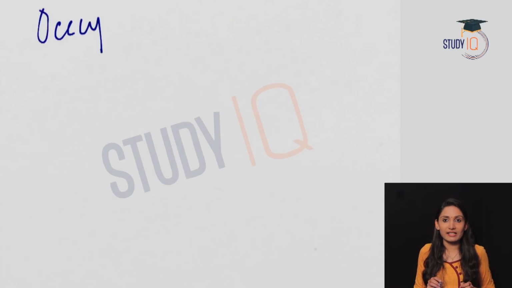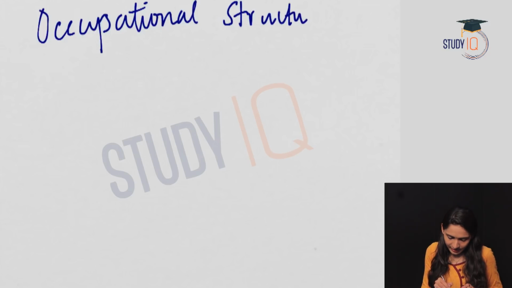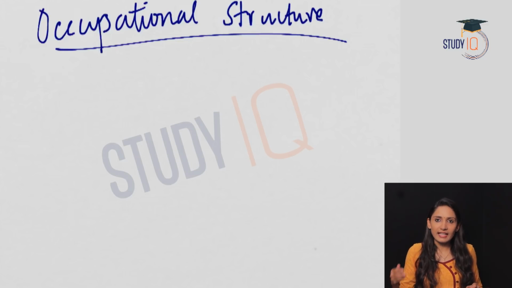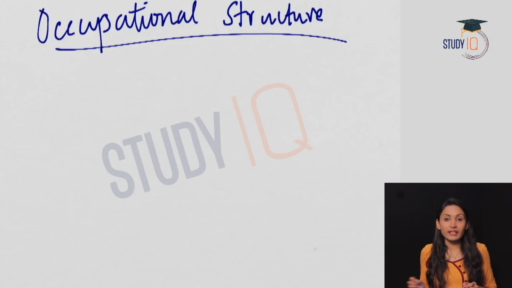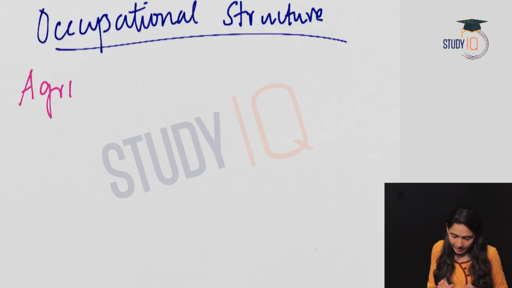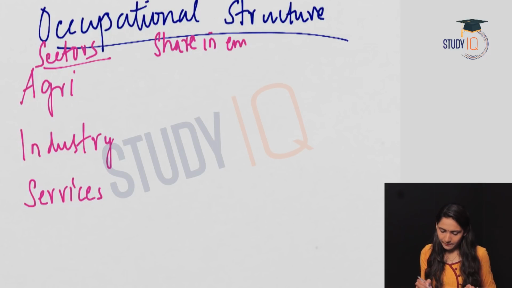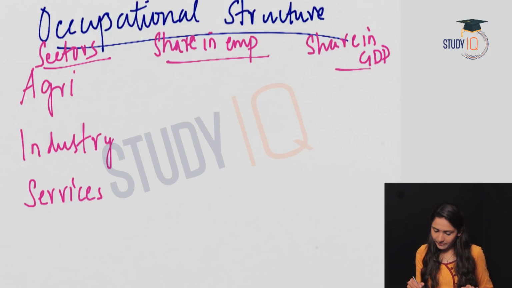So this is a very important topic. So let us see what is the occupational structure in India. In India, we have primarily three sectors in the economy, which we will discuss in detail later. The three sectors in the Indian economy are agriculture, industry and the services sector. Sectors: share in employment, share in GDP.